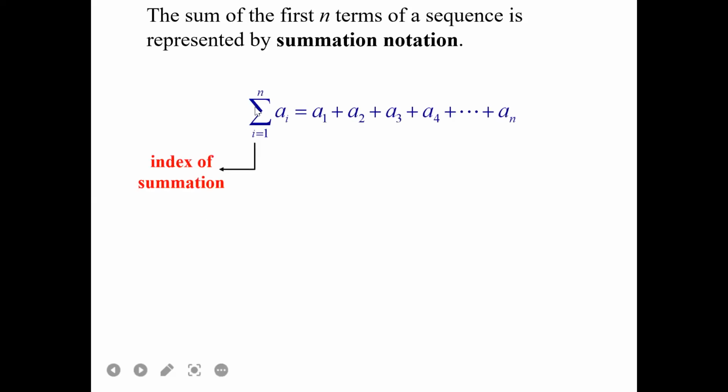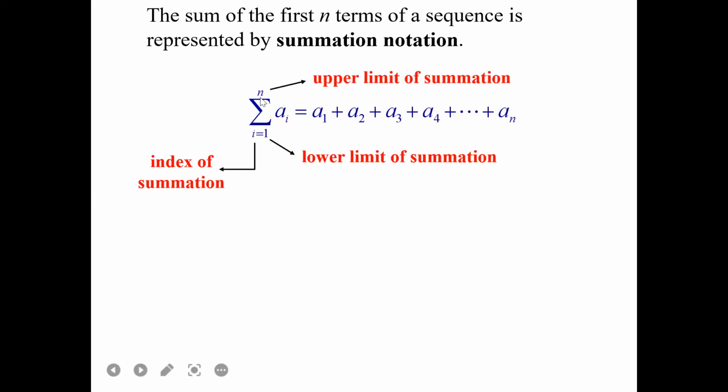Okay, the sum of the first 10 terms of the sequence is represented by summation notation. Like this one, this is sigma in summation, the summation of a sub i from 1 up to n. So you will just substitute. The lower limit means that you start with 1 until n. This means a sub 1 plus a sub 2 plus a sub 3 up to a sub n. This is the lower limit, this is the upper limit.